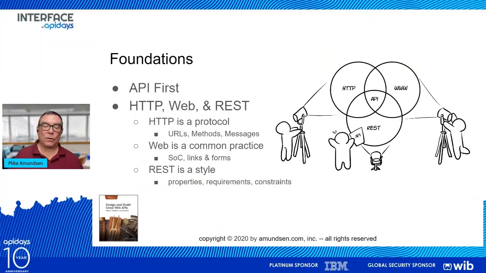Web is a practice, so there's the separation of concerns between the script and the design, CSS style, and the actual markup itself. There's links and there's forms to get things done. That's a common practice that we can adopt when we create our designs. REST is a style of design. REST separates the properties of the system and the requirements you need and builds in constraints to make sure that we all build them in similar ways.